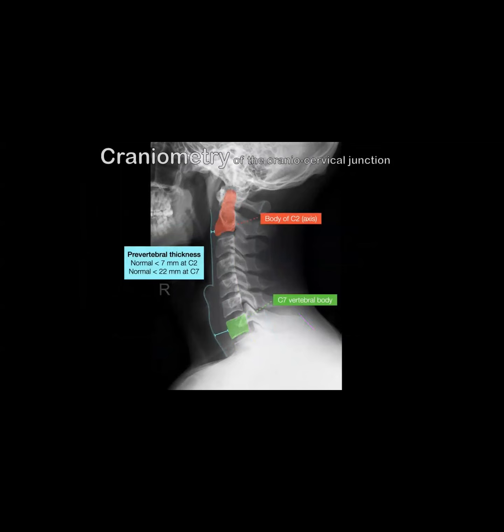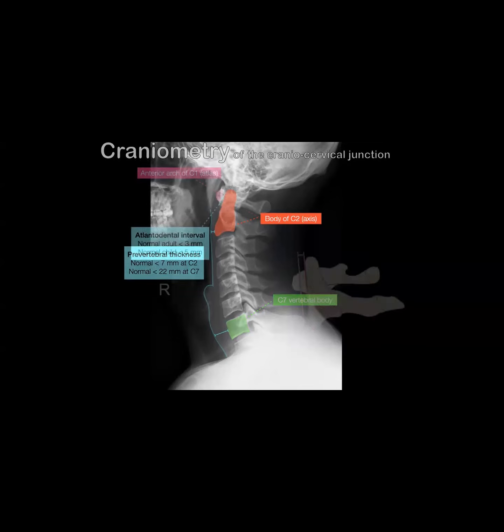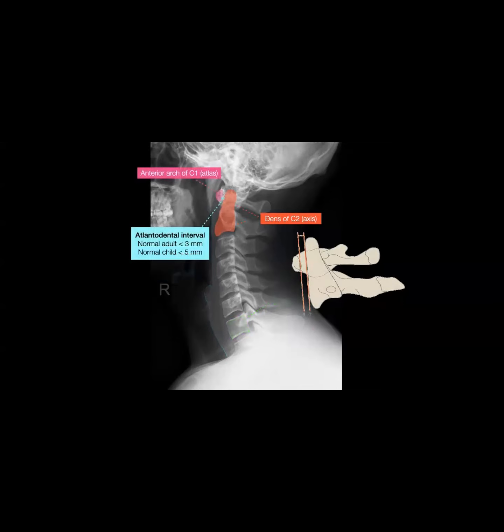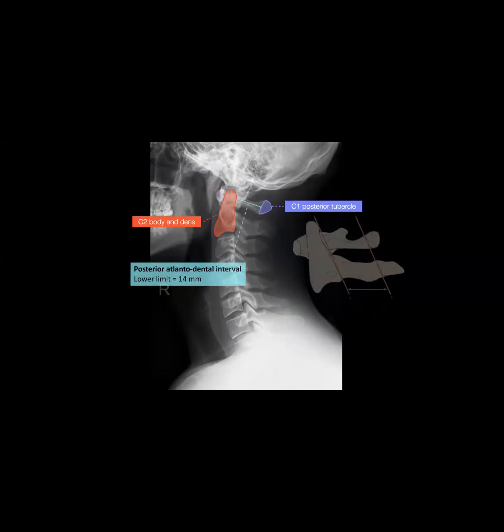Craniometry of the craniocervical junction. The prevertebral thickness should be less than 7 mm anterior to C2 and less than 22 mm anterior to C7. The anterior atlantodental interval, between the posterior aspect of the anterior arch of C1 and the anterior aspect of the dens of C2, in a normal adult should be less than 3 mm and less than 5 mm in a normal child.